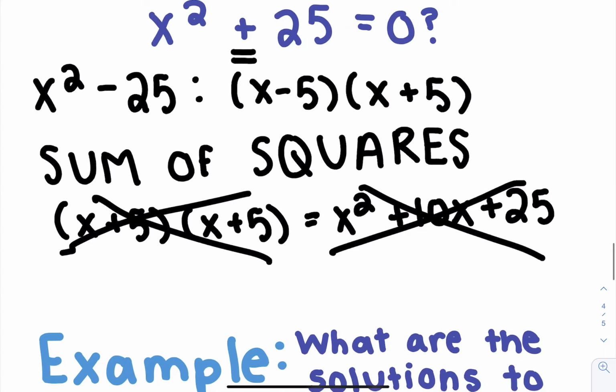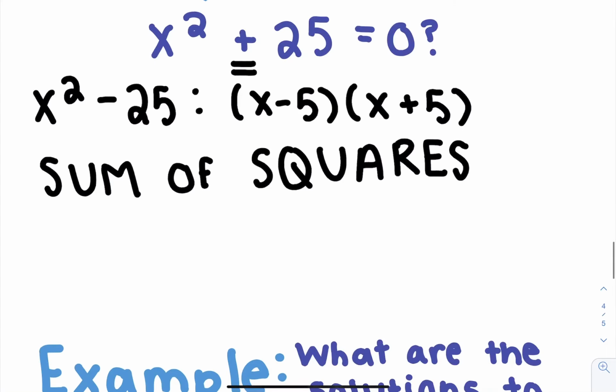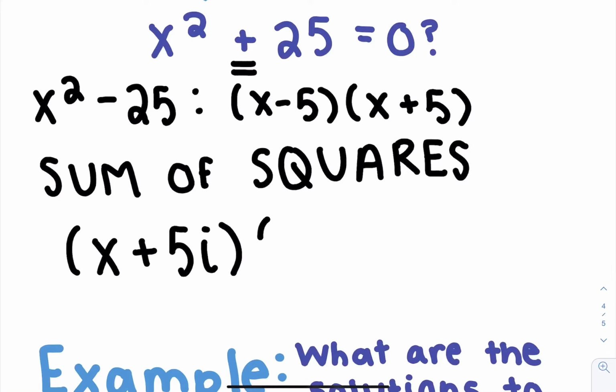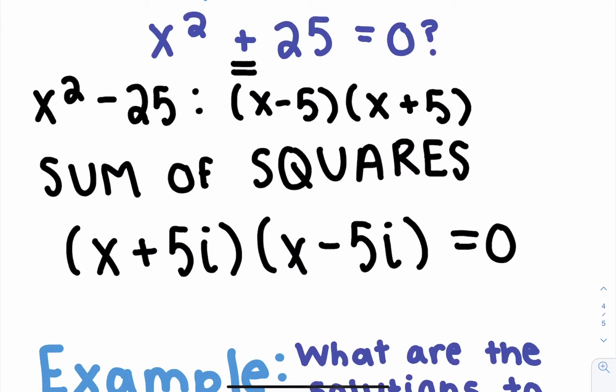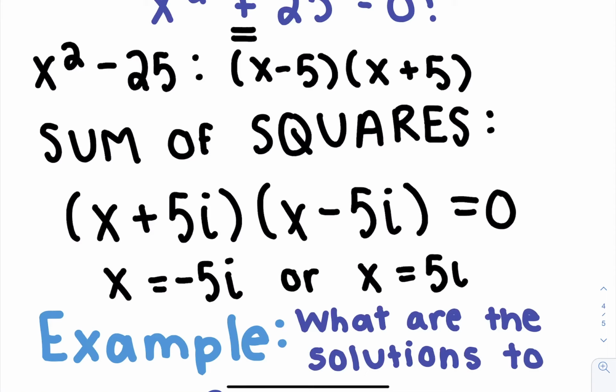Instead, if we have x squared plus 25 equals 0, what we can do is say this is x plus 5i times x minus 5i equals 0. So what we end up with is x equals negative 5i or x equals positive 5i. And there's our two solutions.